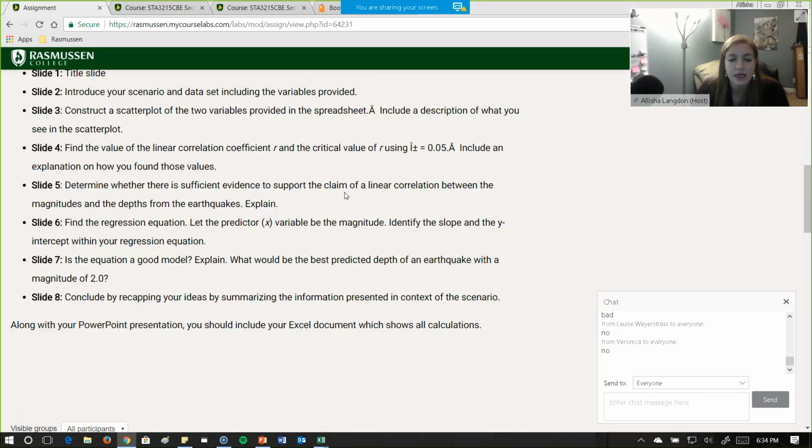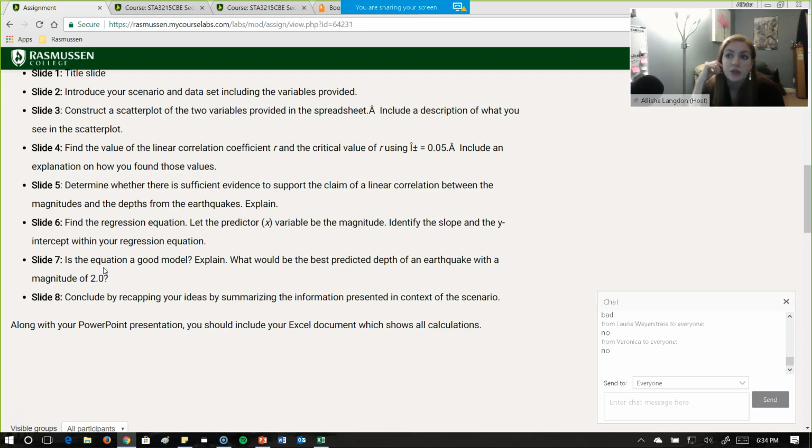Let's see. So slide 6, you'll be given the regression equation. Y hat equals blah, blah, blah. Let the predictor X variable be the magnitude. Identify the slope and the y-intercept within your regression equation. That goes along with coming up with your equation, right? Slide 7 is the equation a good model or a bad one. Basically, that's what your question is. How do you know? And what would be the best predicted depth of an earthquake with a magnitude of 2?